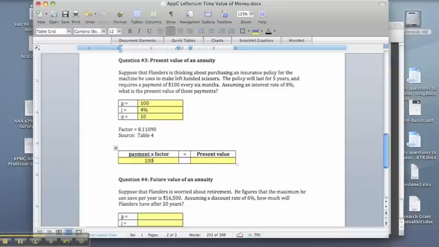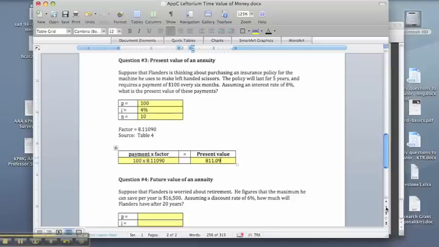And so we can just take 100 and multiply it times our factor of 8.11090. And so in present value terms, those 10 insurance payments are worth $811. Now note that this is less than the value of the principal payments, which would be $100 times those 10 payments, or $1,000. And again, that makes sense because the payments become less valuable as time goes on into the future when you're actually making the comparison to today.